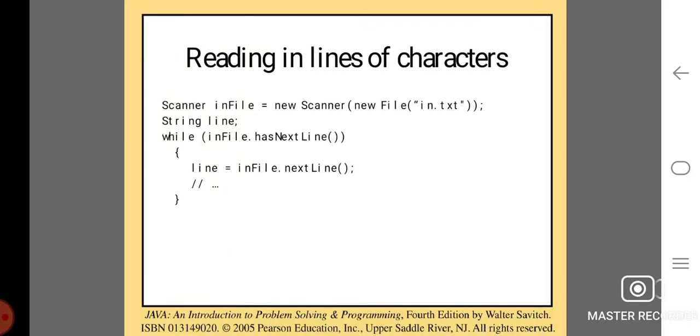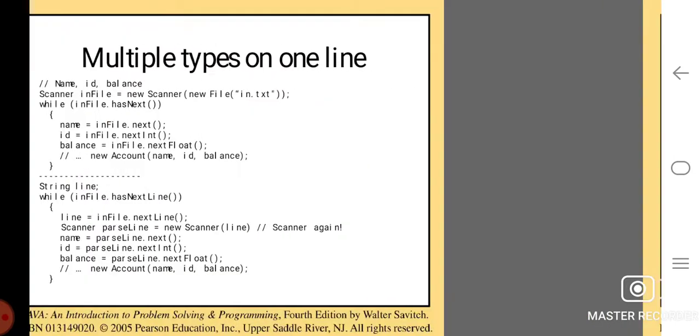Reading the lines of characters: Scanner inFile equals new Scanner of new File of text.txt. String line; while inFile has next line, line equals inFile next line. Multiple types in one line.